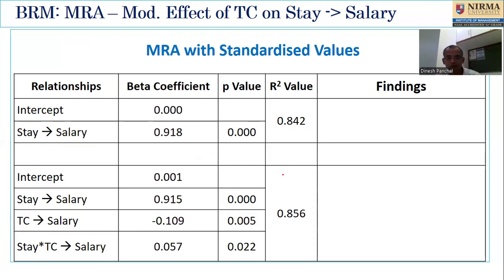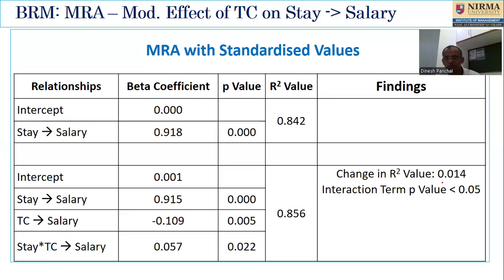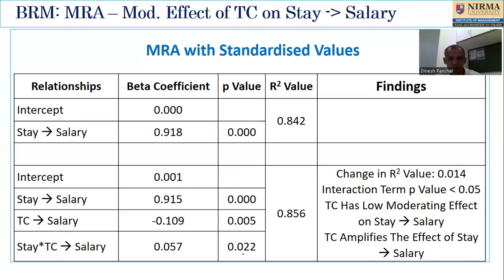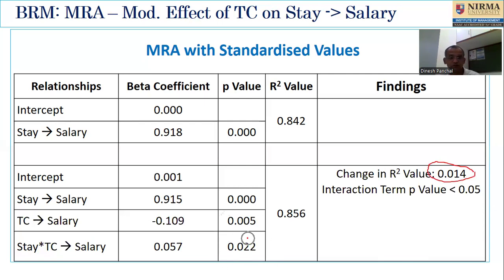We see the R square value difference is there somewhat. The R square value difference is 0.014. So the small moderating effect is there, but most importantly, the p-value for the interaction column is less than 0.05. That means the interaction column is significant. Since it is significant, we can say that the TC does moderate the relationship between stay and salary.